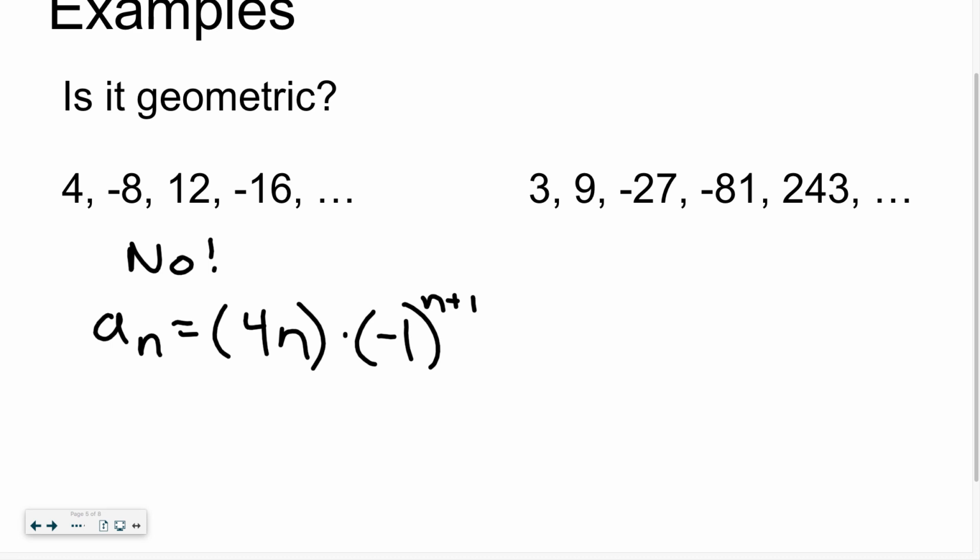Yes. What is the ratio? 3. So 3 times 3 is 9. 9 times 3 is 27. Common ratio? No. Are either of them geometric? No. Fooled you.